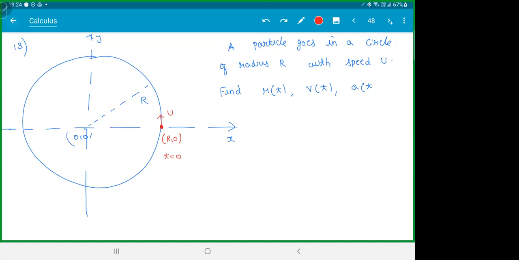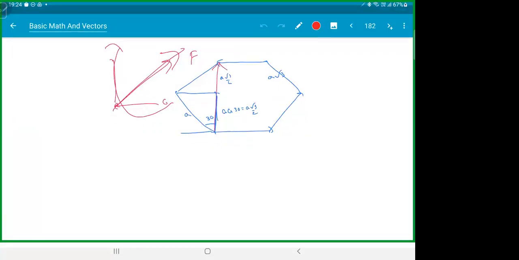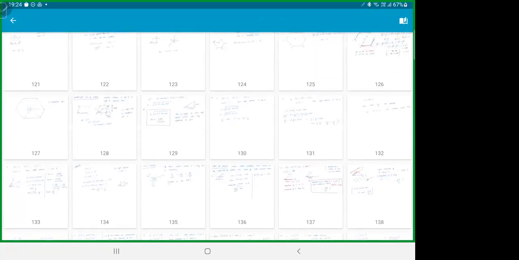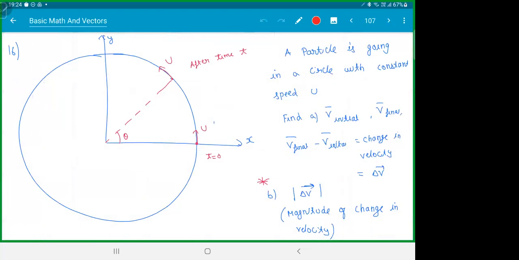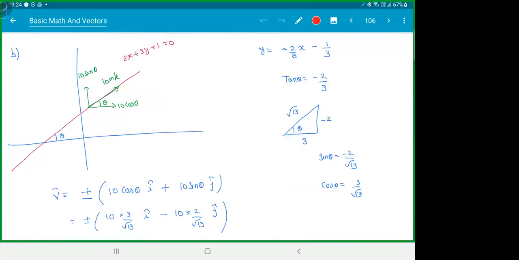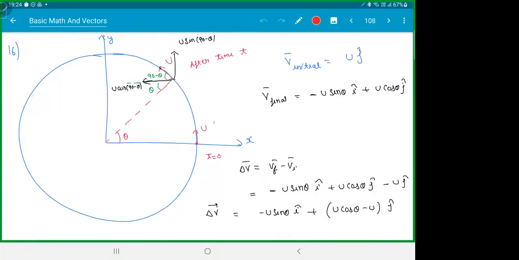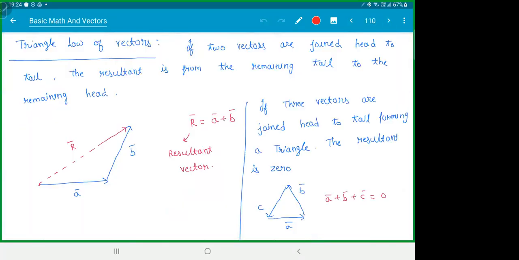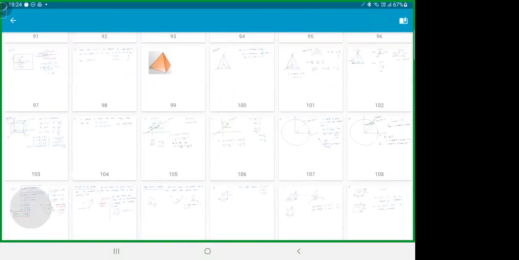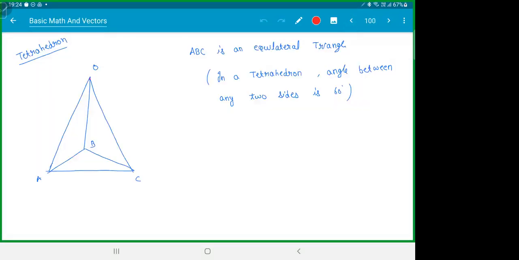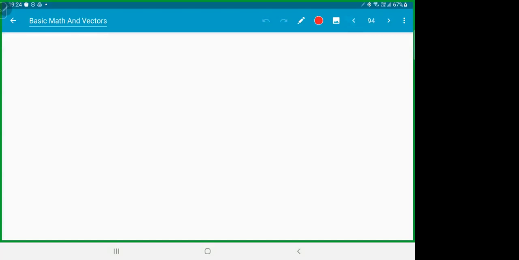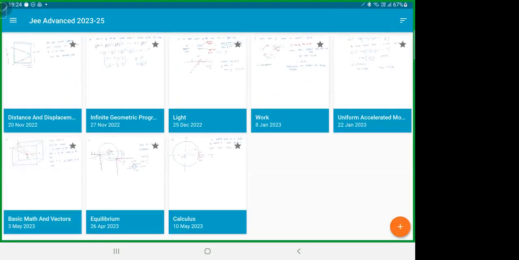And in case you're wondering about the position vector, I'm sure we have done this. Do you remember this question? Particle is going in a circle. I taught you how to find the velocity vector and the position vector. So we did something of that sort. Try.